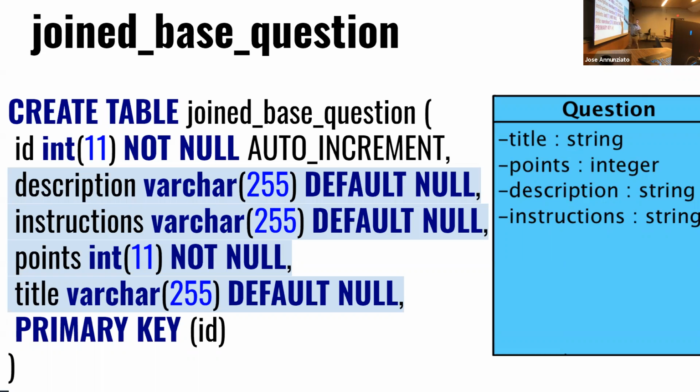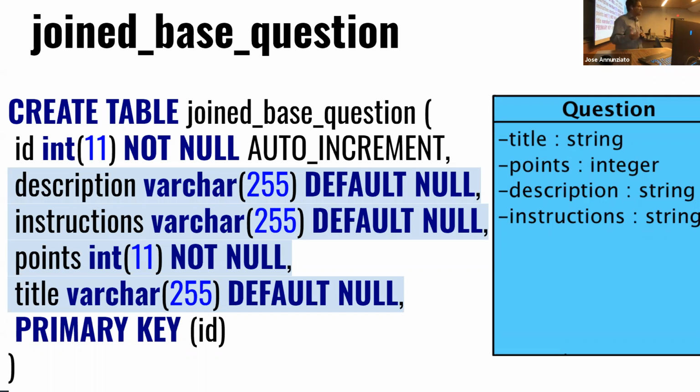And then we have the 4 fields from here, right? Title, points, description, and instructions, with the correct data types. Varchar for the description, instructions and the title, and then the points is just a plain old integer. So this is perfectly reasonable. There's nothing magic about this.